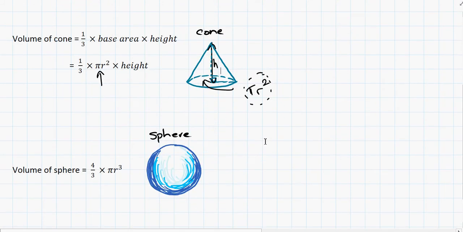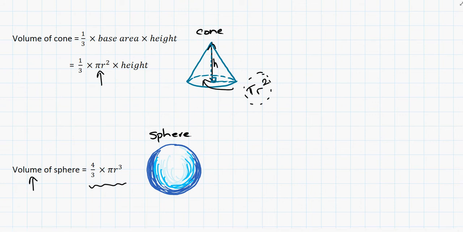And the last type of object we'd be working the volume out for is a sphere. So the formula to work out the volume of a sphere is given by 4/3 times pi r cubed. As long as you know the radius of the sphere or the diameter of the sphere, then you can work out the volume. So let's have a look at a couple of examples.